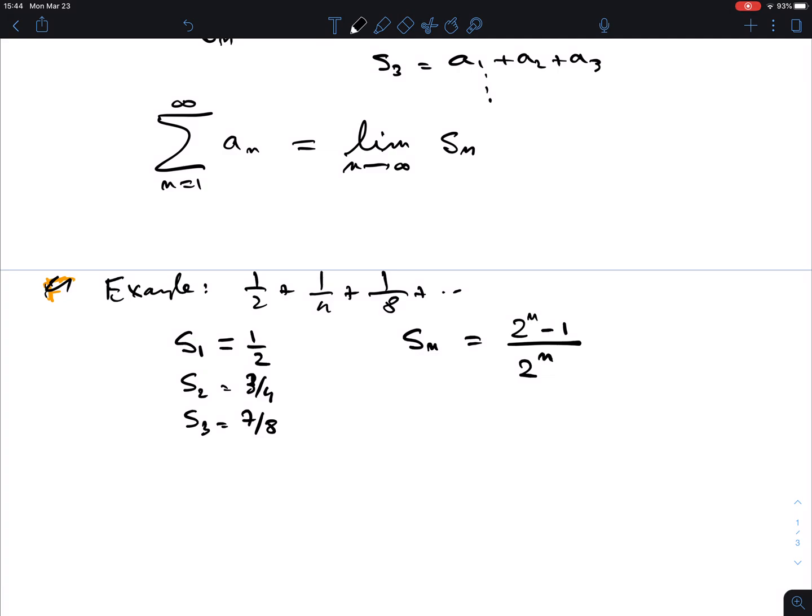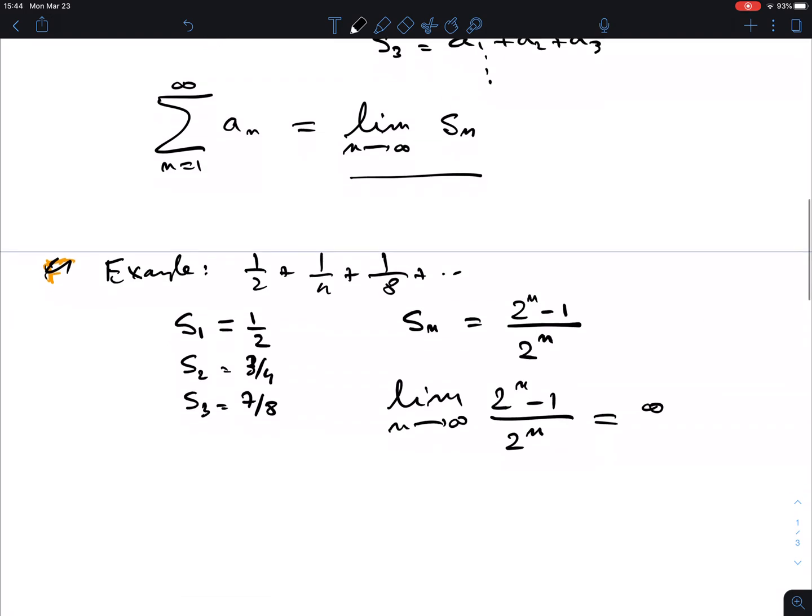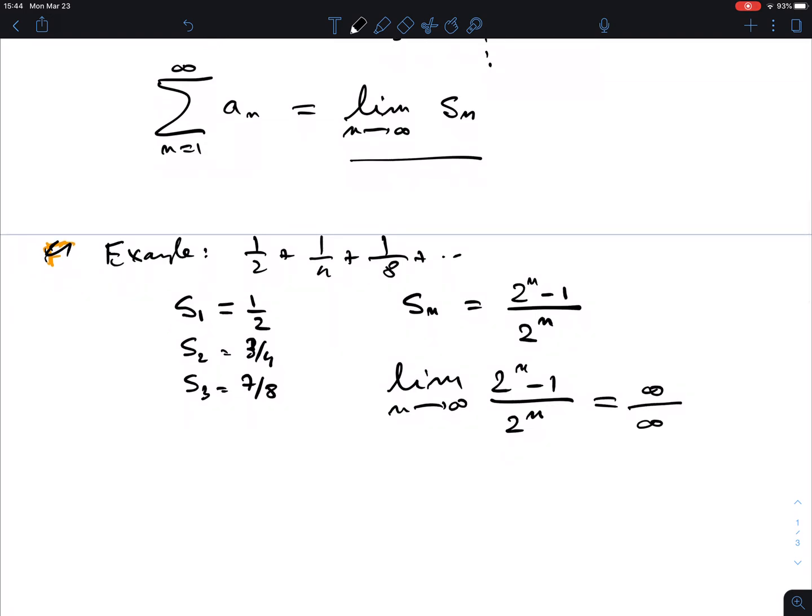According to the definition, you have to calculate the limit of this, 2 to the n minus 1 over 2 to the n. If I plug in infinity, that's an exponential function divided by an exponential function, both are infinite, right? So we have an indeterminate form, we need to do something. There are many things you can do here. I'm going to use the most straightforward one, which is what you all like to do, L'Hopital.